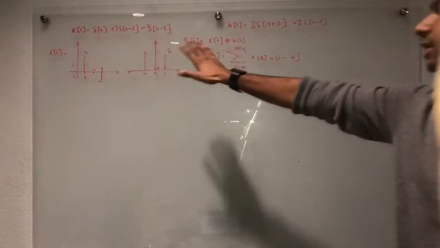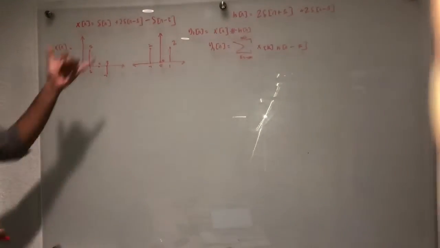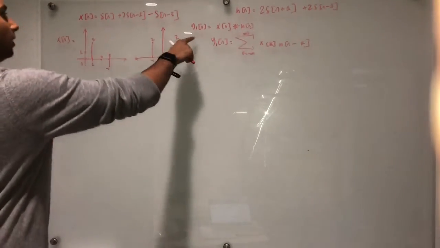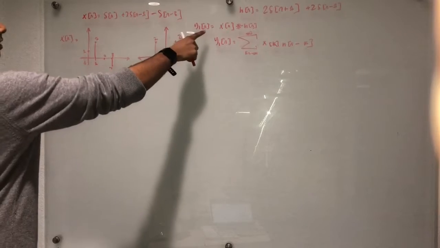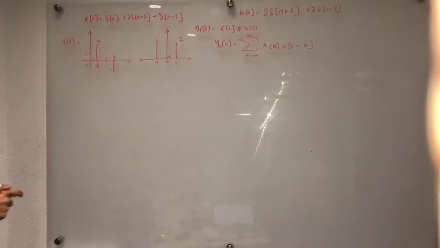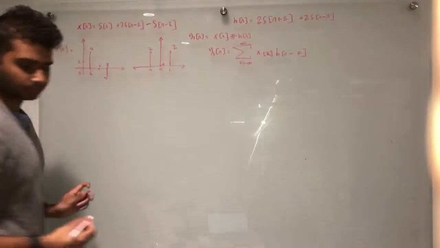Today I'm going to be explaining textbook problem 2.1a. Today we're going to convolve this signal with that signal, and we have the formula y1 of n is equal to x of n convolved with h of n. Now we're going to use this formula.